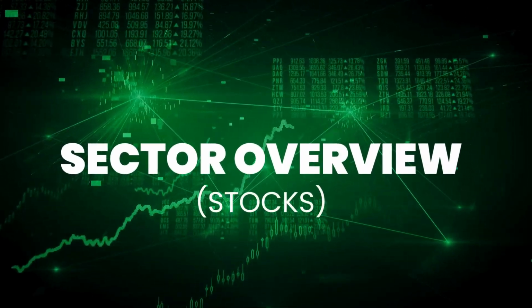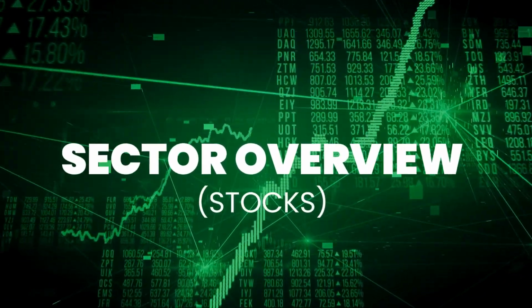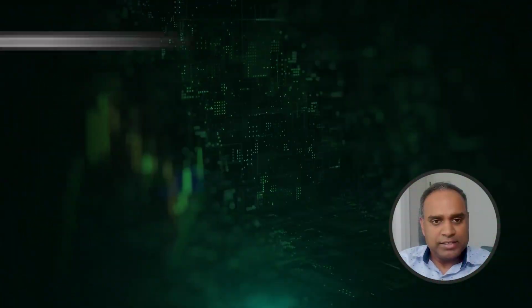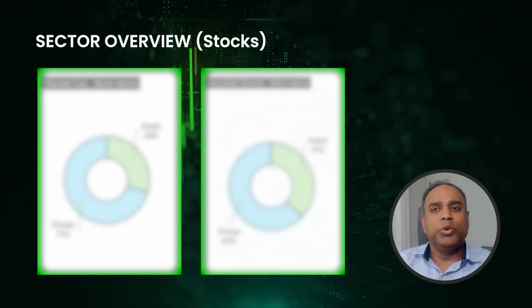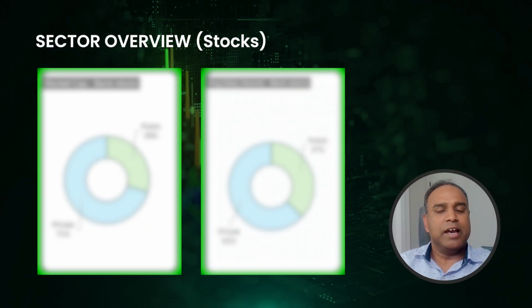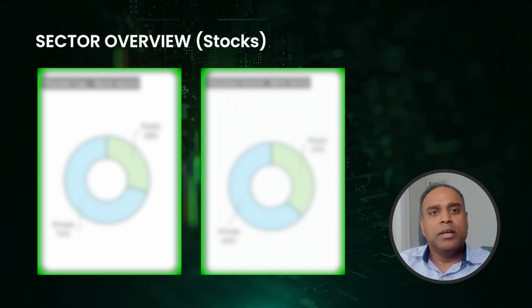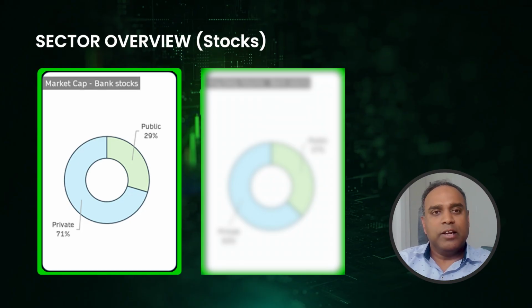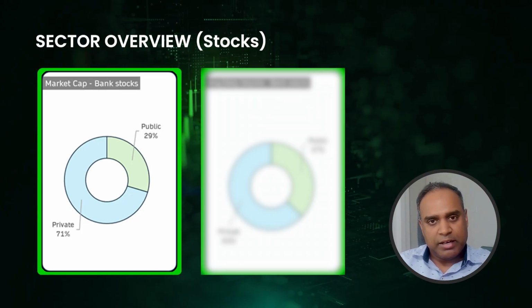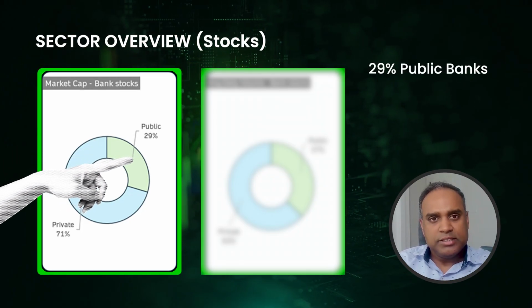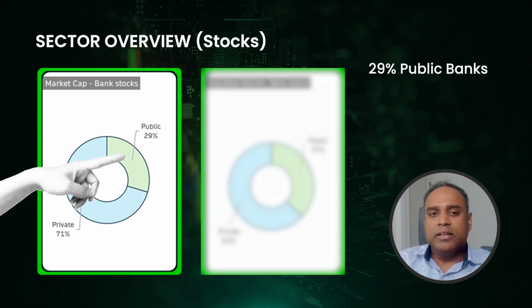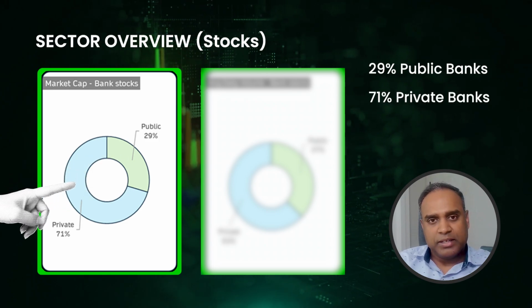Now, let's get started. The first thing I want to talk about is a sector overview. For all the stocks in the banking sector, let's get an overview of the size as well as the important players in this sector. First of all, when I look at all the bank stocks and the market capital, 29% is from public banks and 71% is from private banks.